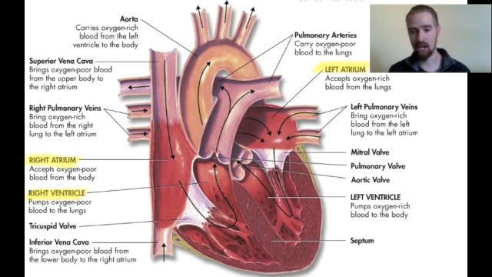And the left side of the heart deals with oxygen-rich blood. So it's getting blood that has a lot of oxygen in it, and it's receiving it from the lungs, and then it pumps it out to the rest of the organs of the body through the left ventricle.